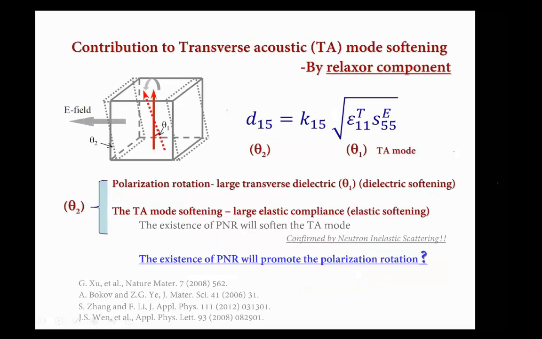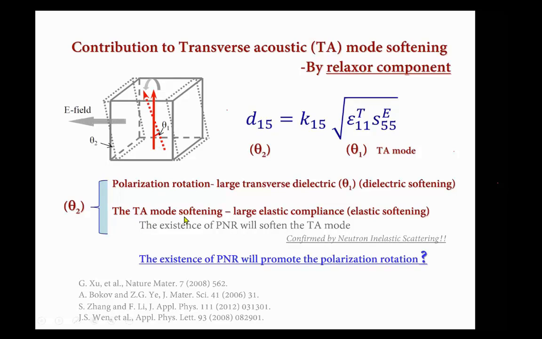This figure shows a schematic of polarization rotation, which we represent as theta 1, and the shear deformation of the whole system, which we represent as theta 2, under the transverse applied electric field. The theta 2, the shear deformation, is related to the thickness shear piezoelectric coefficient d15. From this equation, we can see it is related to the dielectric constant, and the dielectric constant is related to the polarization rotation. If the rotation theta 1 is larger, the dielectric constant goes higher. That means a higher piezoelectric coefficient.